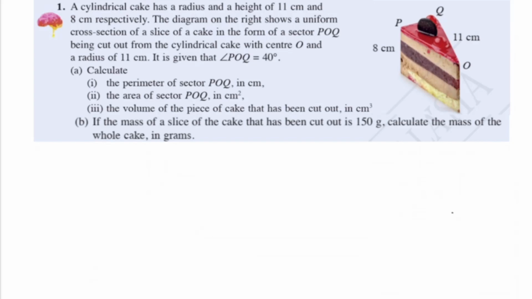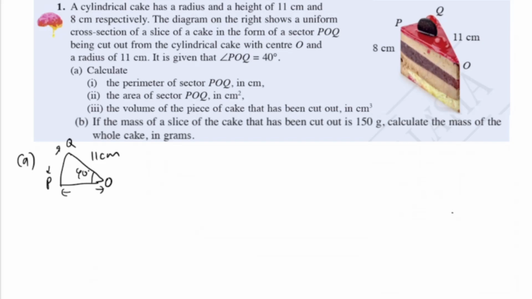First part, let me just redraw the sector for you once again. It looks like this. This is POQ and the radius is 11. This angle here is 40 degrees. So to find the perimeter, we need to find the length of arc, and then you add the two radius.